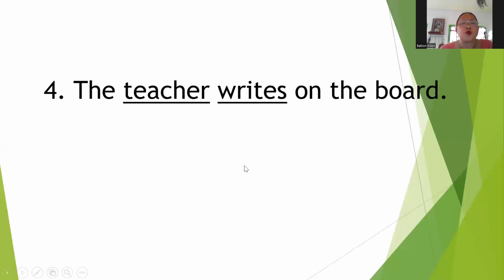Then you have the next example. The teacher writes on the board. So the verb writes actually agrees with the noun teacher. And teacher is a singular noun, therefore, writes agrees with the singular subject teacher.